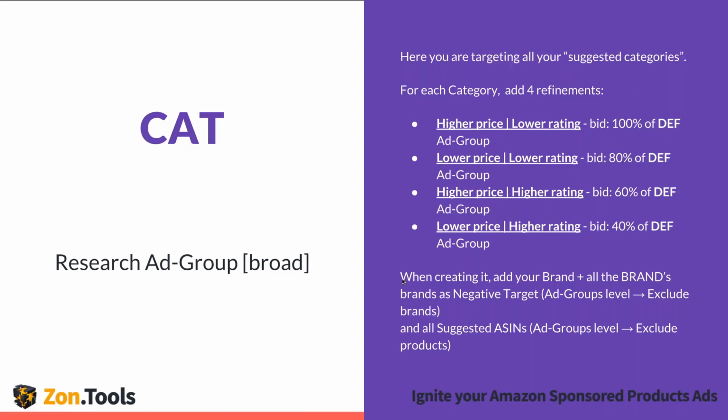And as previously, it's very important that when you create this ad group, you isolate everything that you are bidding on in the previous ad groups, which is the brand, the ASIN, and the defensive. So you're going to negate your brand plus all the brands that you're bidding on in the brand ad group, and you're going to exclude products, all the ASINs that you're bidding on in the ASIN ad group.